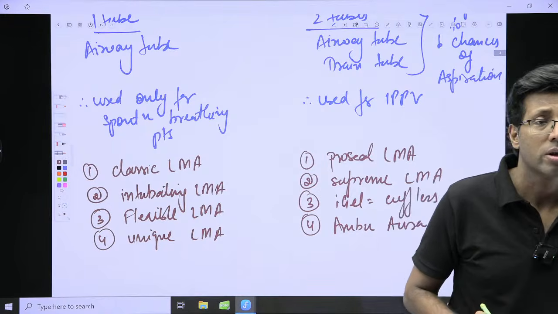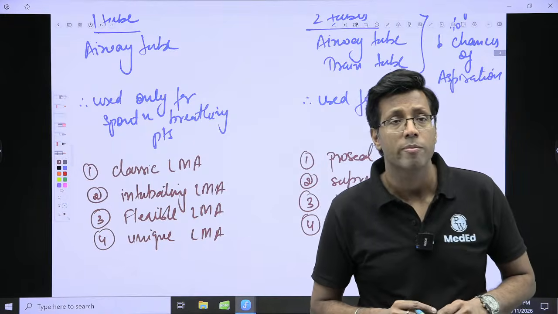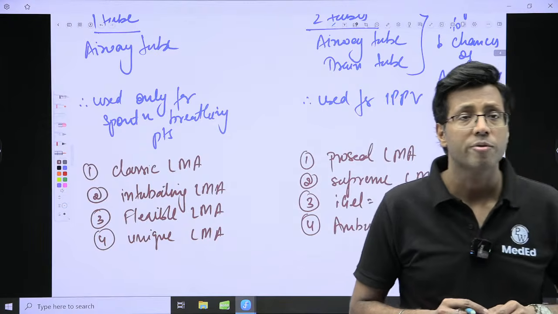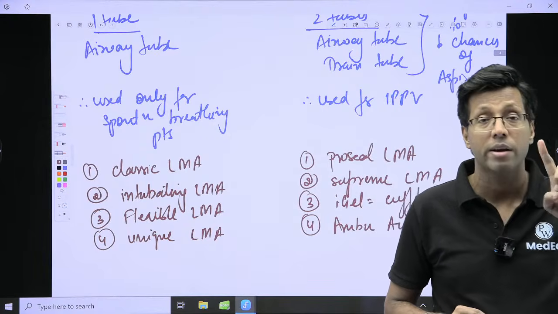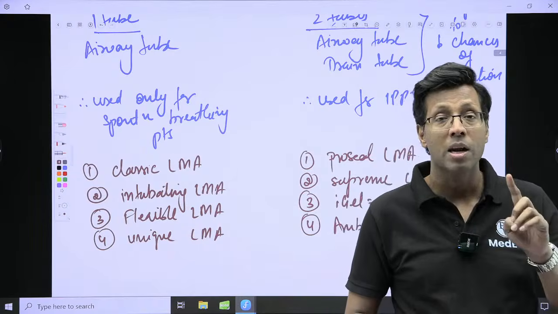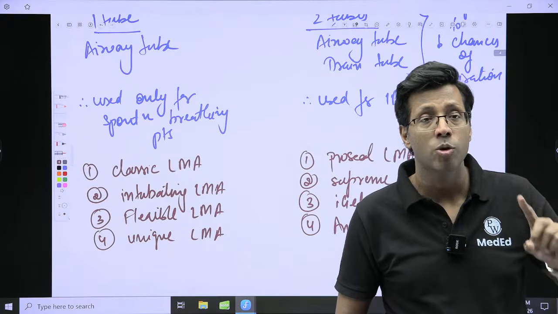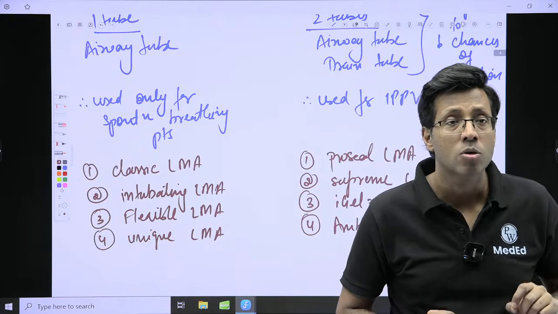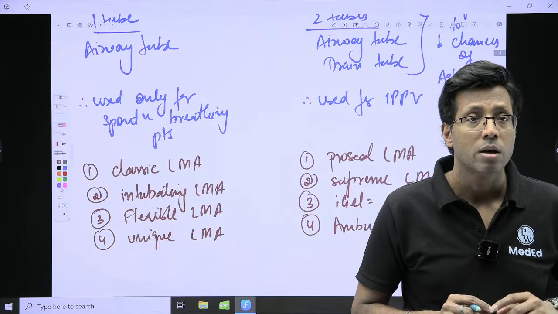Clear? Dr. Dhanush says second gel is iGel, Supreme first. No. LMA Supreme is second. No, whosoever. नहीं, Supreme LMA is second generation. उसमें drain tube होता है. Dr. Dhanush. नहीं, Dr. Dhanush नहीं. किसने लिखा था? कट गया.